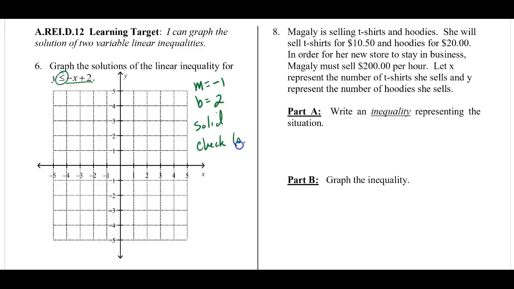And we can check 0, 0. So I'm going to go ahead and do that now. 0 is less than or equal to -0 plus 2. 0 is less than or equal to 2. That's true. So we're going to be able to shade 0, 0. So if we plot our points, we get 2, and then we have our slope.